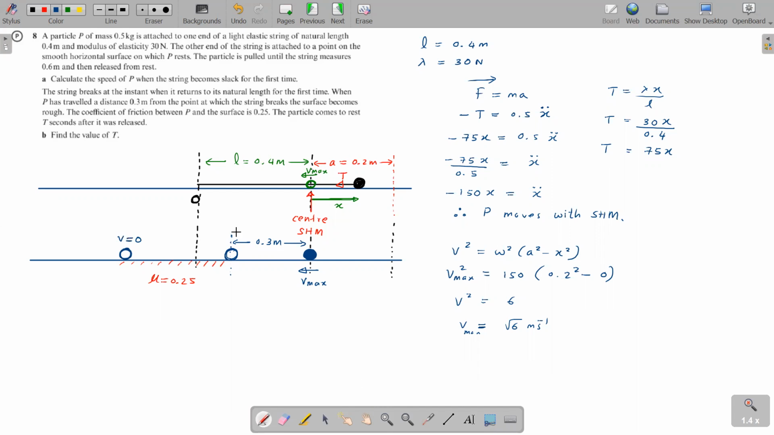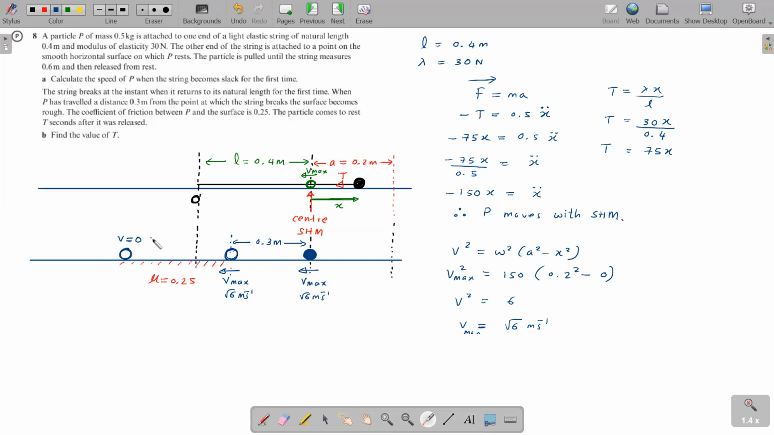It will start to lose its speed. Until this point, it came with the Vmax, √6 meters per second, from the natural length, and then the string is broken. It came 0.3 meters on the smooth floor, and then after 0.3 meters, the floor becomes rough. So then it will keep moving until it loses the velocity and becomes 0. So it comes to rest.